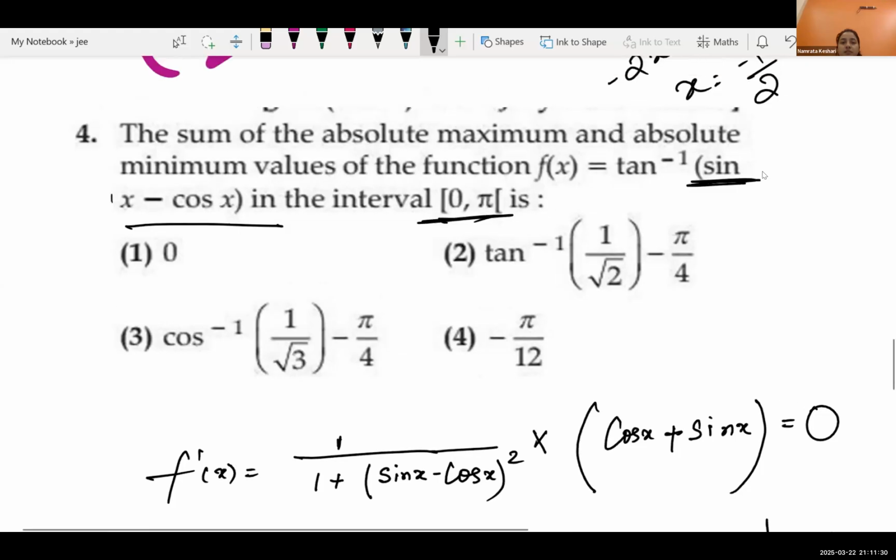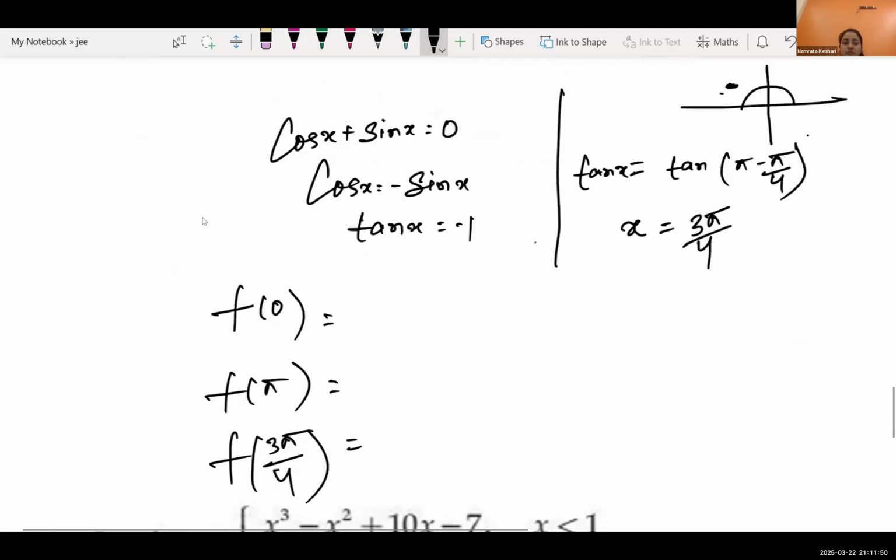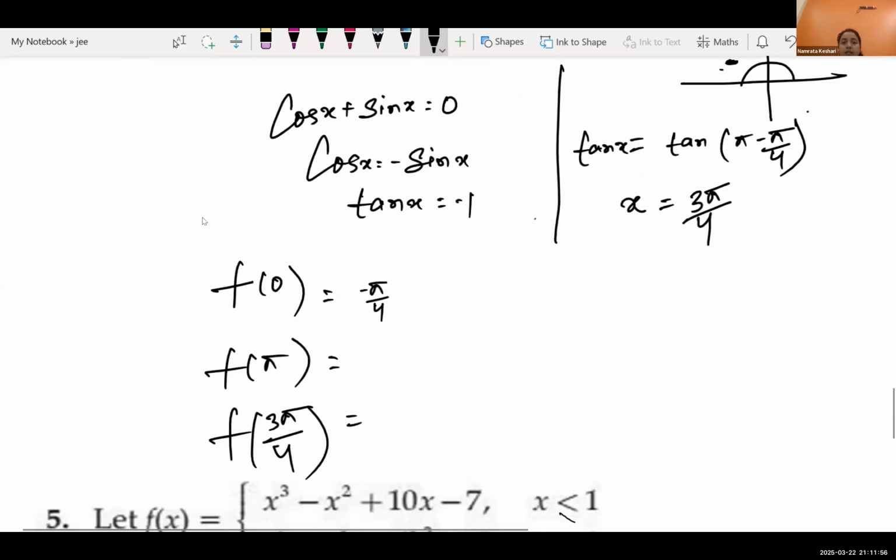f of 0 is tan inverse of sine 0 is 0 and cos 0 is 1. So basically we are going to get f of 0 as tan inverse minus 1, right? Yes, ma'am. Okay, and we can say it will be minus pi by 4, right? Yes, ma'am.